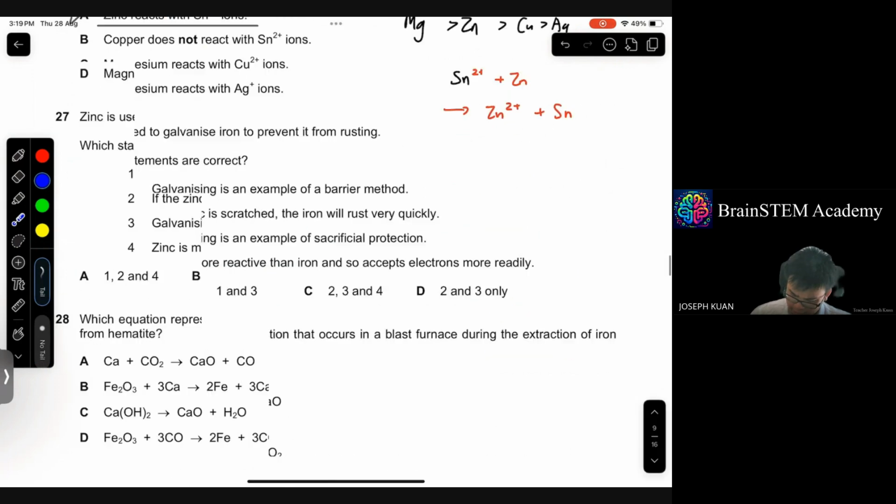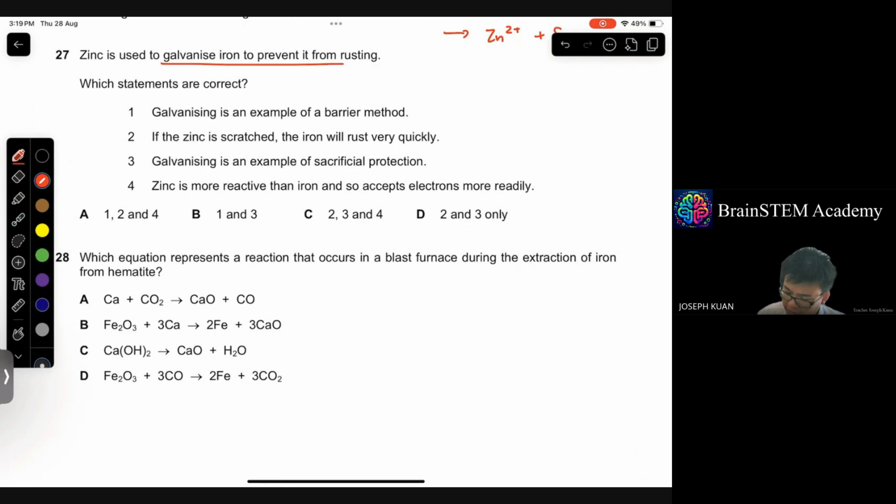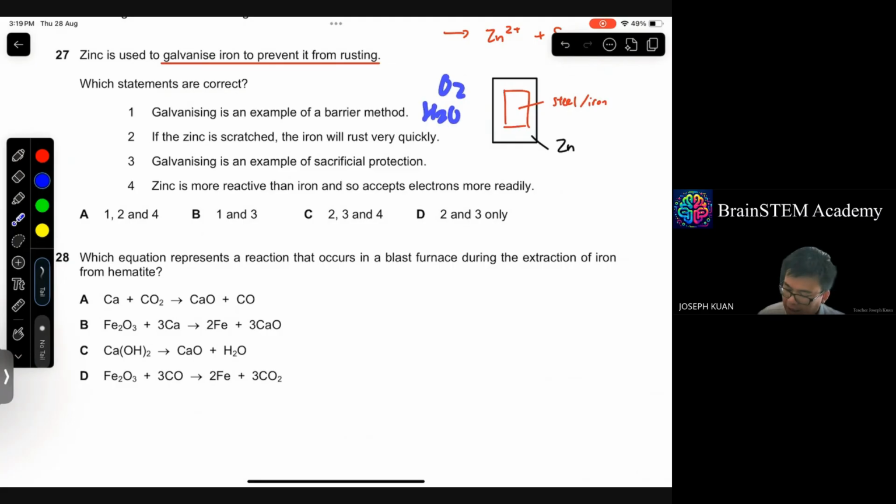Next, zinc is used to galvanize iron to prevent it from rusting. Which statements are correct? Well, first, steel in real life is commonly galvanized, which is where you put a layer of zinc around the steel. Now, zinc galvanizing is actually a double protection method because, first of all, it is basically a barrier to prevent oxygen and water from getting into contact with the iron inside. So yes, it is a barrier method.